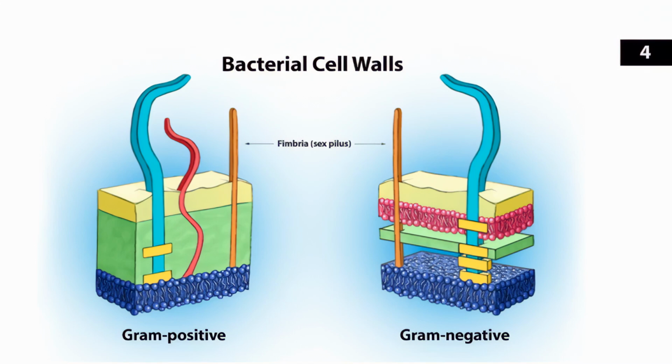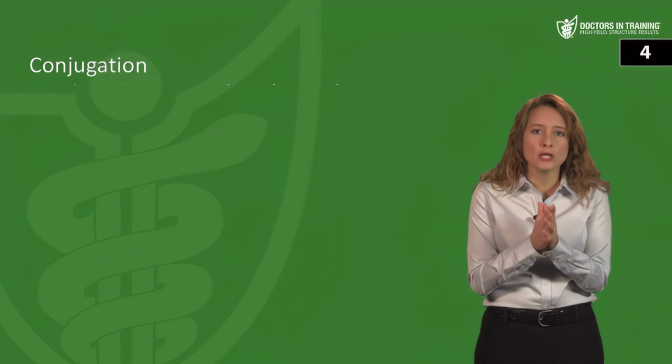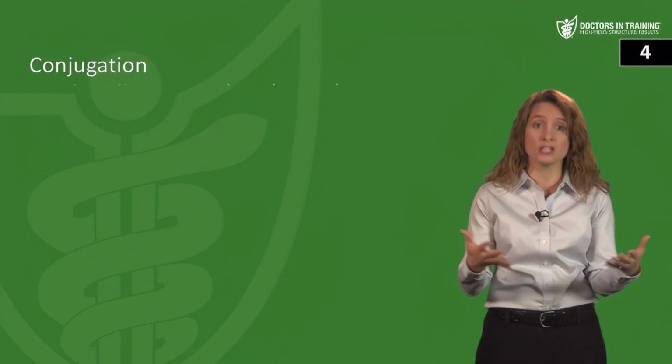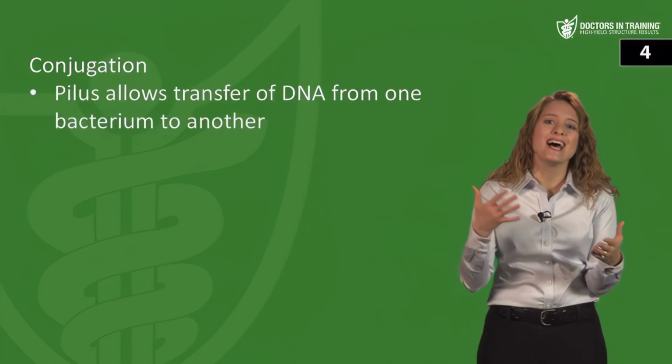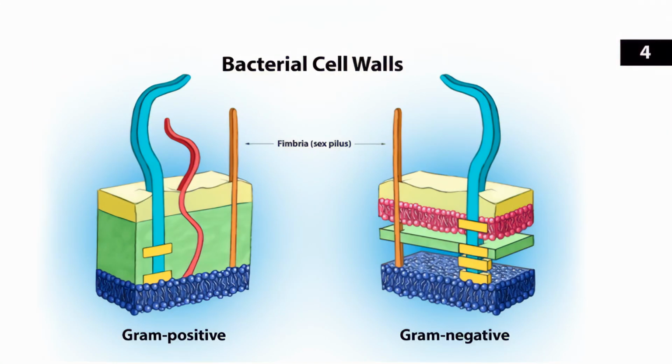Now, similar to fimbriae are pili, or pilus in its singular form. The pilus forms an attachment between two bacteria during conjugation. And what is conjugation? Remember it like this. Conjugation describes a bacterial conjugal visit. A pilus allows transfer of DNA from one bacterium to another. These pili used during conjugation are sometimes called sex pili or F pili.